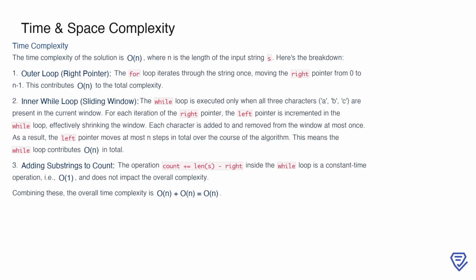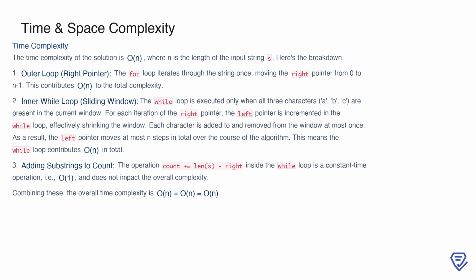The time complexity of our solution is O(n), where n is the length of the input string. To understand this, let's break it down. First, the outer loop, which moves the right pointer from the start to the end of the string, iterates exactly n times. This contributes O(n) to the total complexity.